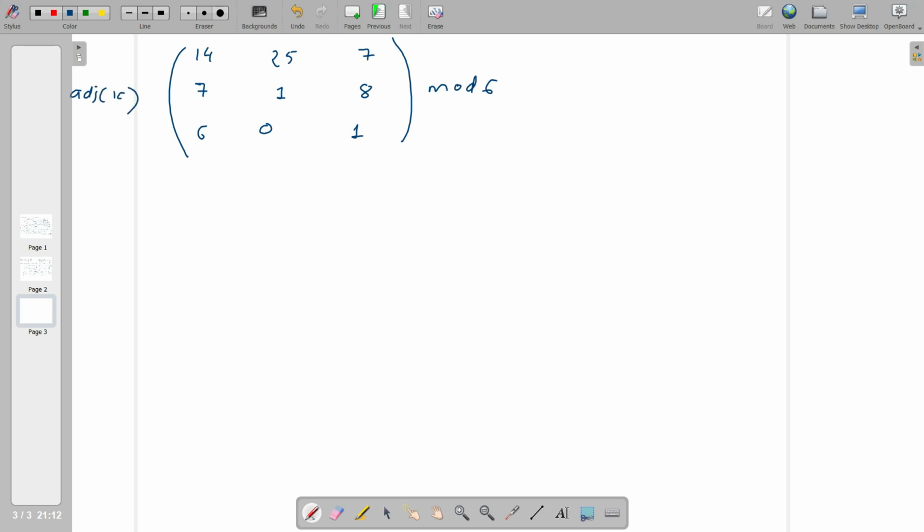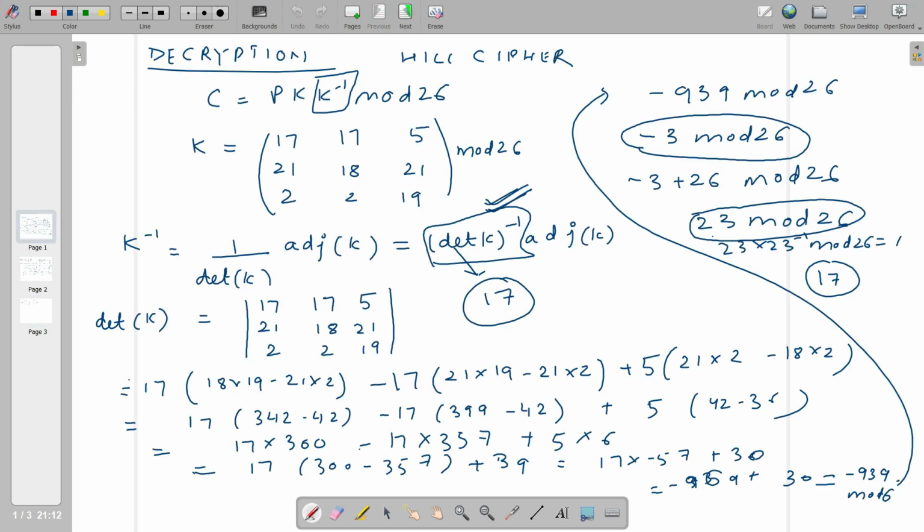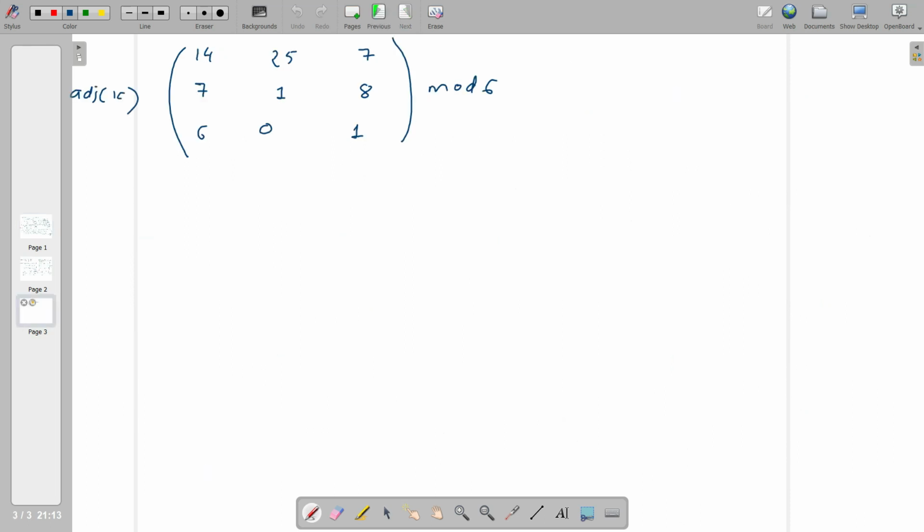Now how can we find K inverse? Here the K inverse is going to be the inverse of the determinant of K times the adjoint of K. So to find K inverse, we are going to multiply the determinant of K, which is 17, with the adjoint of K, which is 14, 7, 6, 25, 1, 0, 7, 8 and 1.